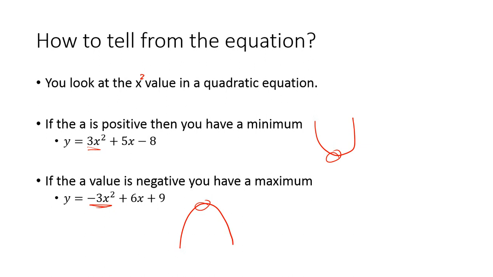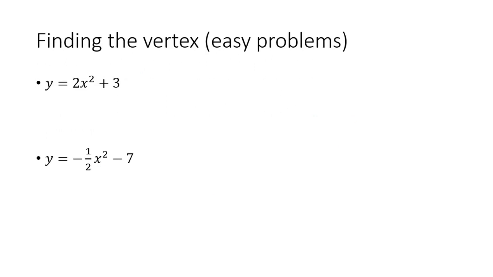Okay, so the a value is going to tell you how wide it is, and also if it's opening up or down. If it's positive, it's opening up. If it's negative, it's opening down. Okay, so the a value is fairly important. So let's find the vertex the easy way. Okay, so this is not the easy way, but for easier problems.